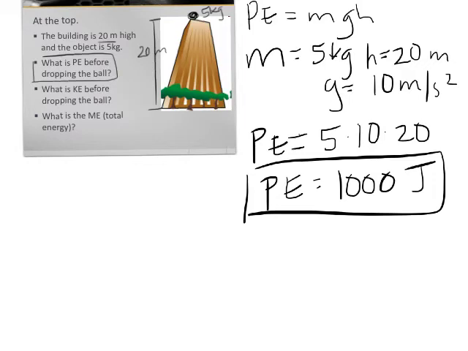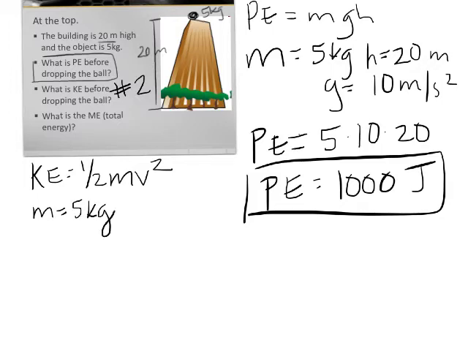Now, question number 2 is asking us what is the kinetic energy before dropping the ball. Okay, so we need to remember KE equals 1/2 mv squared. So our mass is still 5 kilograms, but before you drop the ball, do you have any velocity? Hopefully you're saying no. Our v equals 0. So if we plug in a 0 for v, our KE ends up being 0.